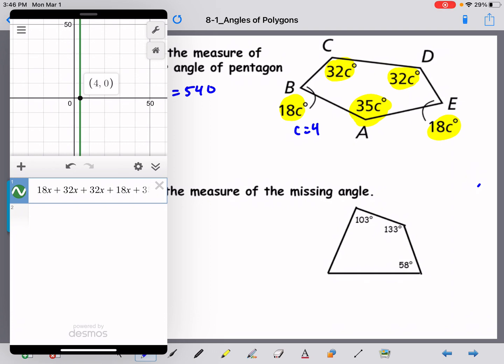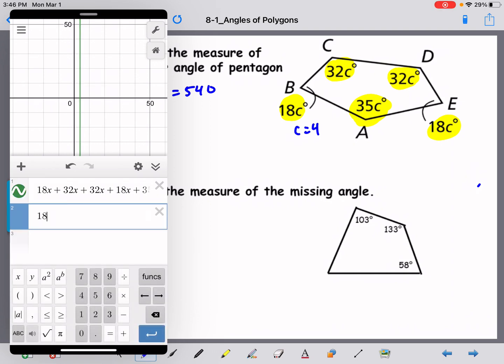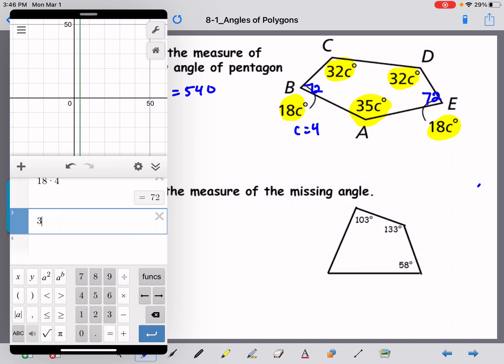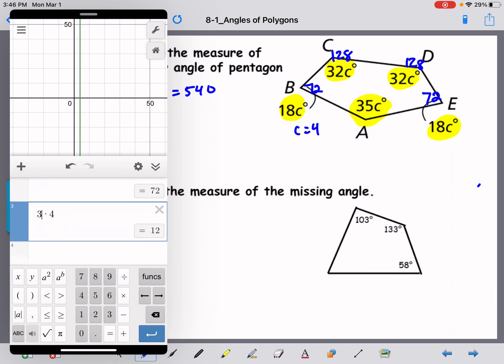So now I'm going to substitute that in. So 18 times 4 is 72. So that one's 72, that one's 72. 32 times 4 is 128. So those are 128, and then I'm going to change this to a 35 times 4. That one's going to be 140.